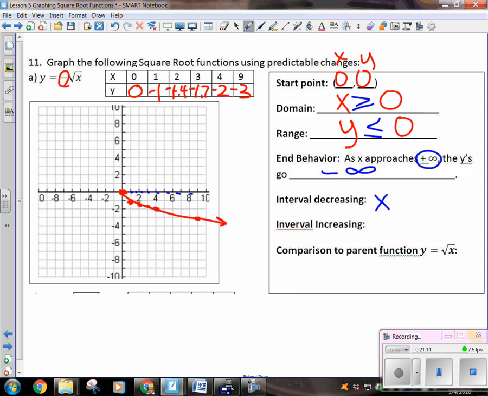The interval on which it is decreasing is x is greater than or equal to 0, and it's not increasing.